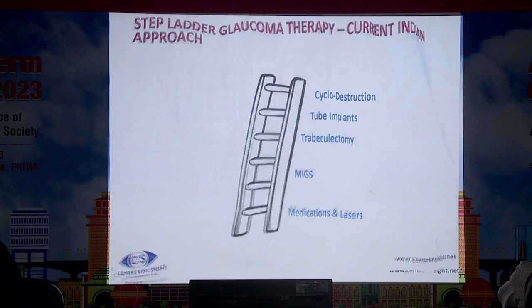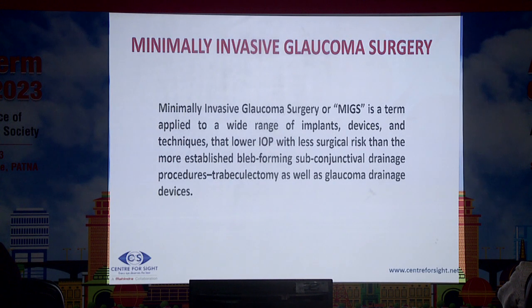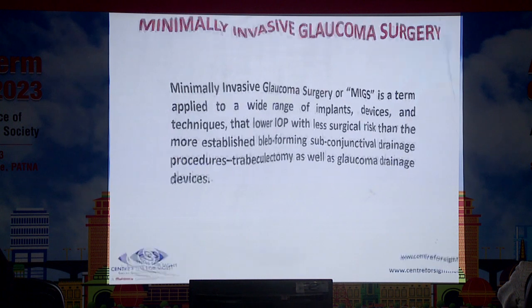with MIGS. What is MIGS? MIGS is minimally invasive glaucoma surgery. It's applied to a wide variety of implants, devices and techniques that lower the intraocular pressure with less surgical risk. That's the main important point here, as compared to a trab or a tube surgery.